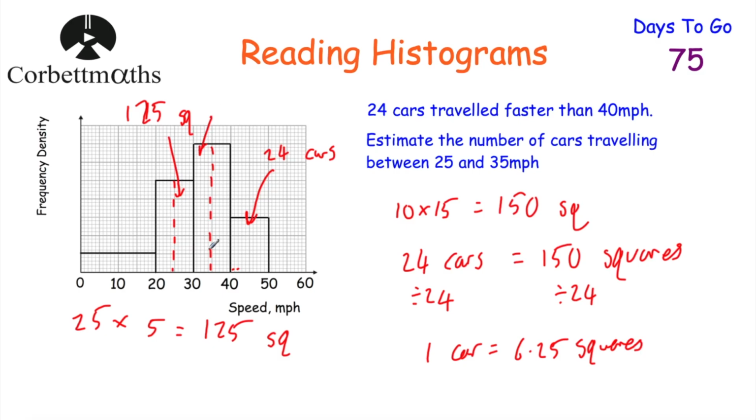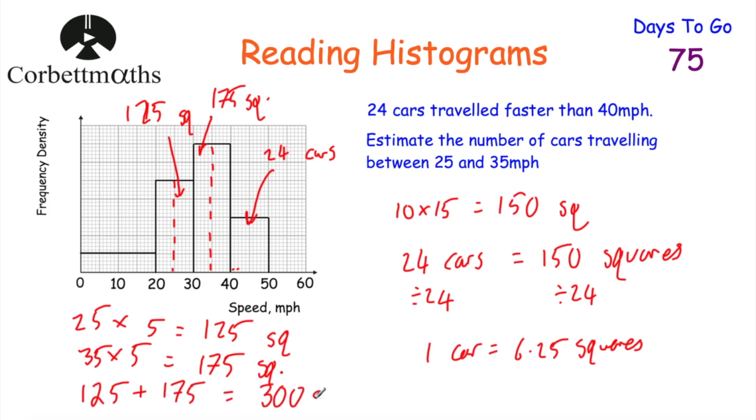Now let's see how many squares are in here. We've got 5 going across, and then 5, 10, 15, 20, 25, 30, 35. So 35 multiplied by 5 would be 175. So that's 175 squares in here. So that means there's 125 squares here, and 175 squares there, and 125 plus 175 is equal to 300 squares. So that means there's 300 squares in the region where we've been asked to estimate how many cars there are.